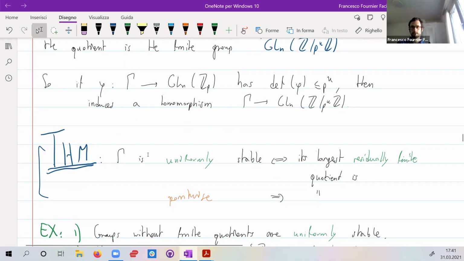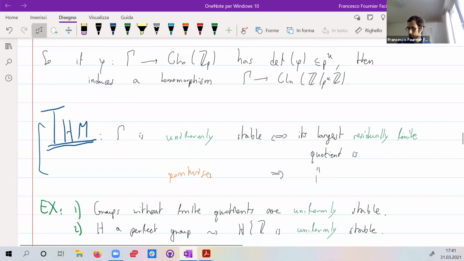So very trivially, after this theorem, groups without finite quotients are uniformly stable. But if you think about it, this is very surprising compared to other stability problems. Like all infinite simple groups are uniformly stable, right? Other examples, using that free groups are uniformly stable. If you have a perfect group, so a group without abelian quotients, then the direct product with Z is uniformly stable because the largest residually finite quotient of this is Z.